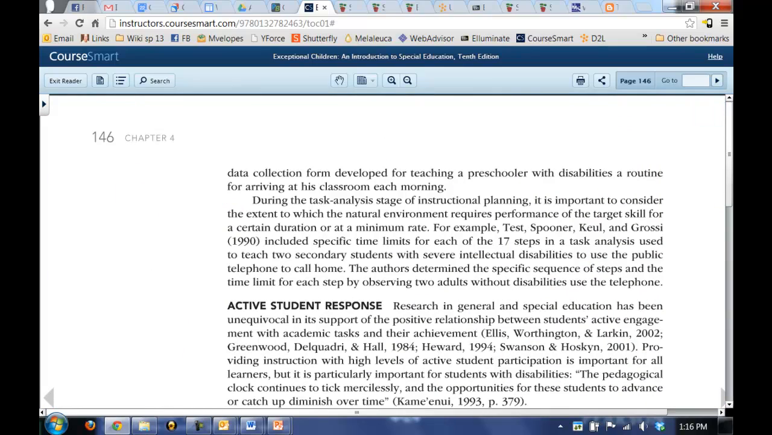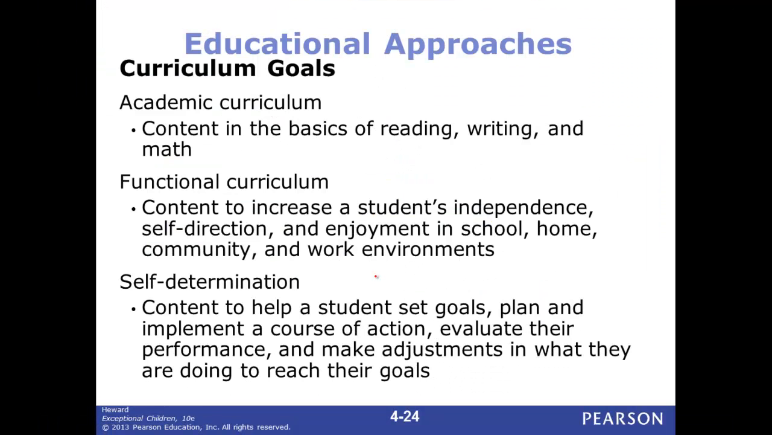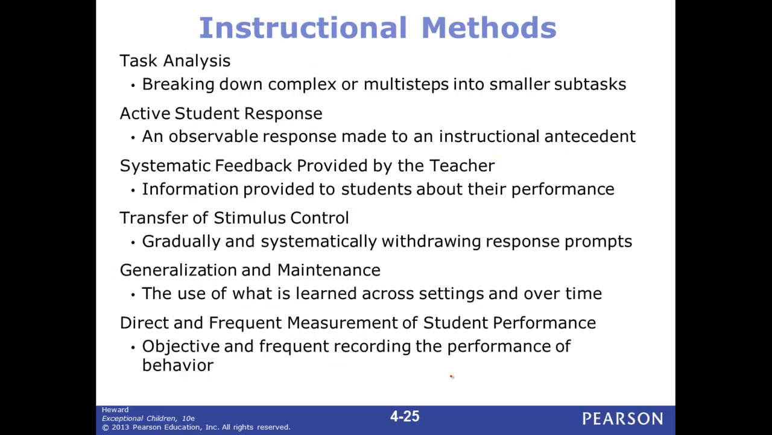Active student responses. So I'm going to have you do that. Same here. This is the academic curriculum that you would do for a while. Then a functional curriculum, for students' independence. This is what they're after here: self-direction, enjoyment at school, home, and community. Then self-determination, and they're real big on this. It helps a student set goals, plan and implement a course of action, evaluate their performance, and make adjustments. And it's really hard to teach that to kids.